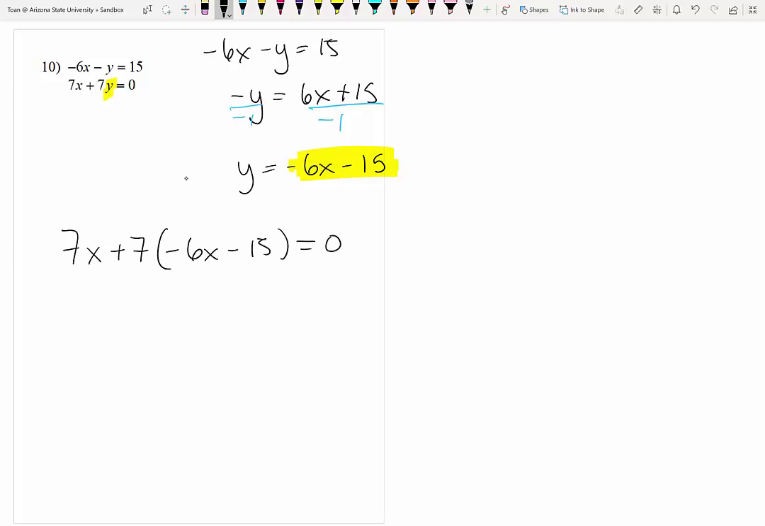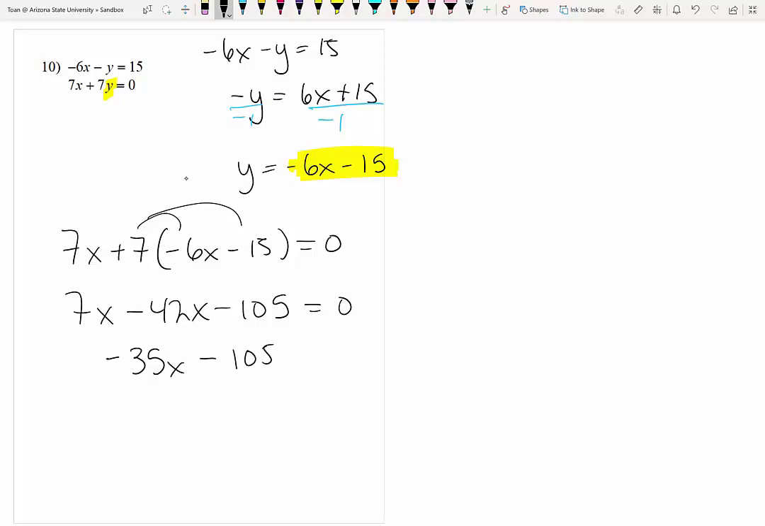And then you just go ahead and do math. Distribute. 7x minus 42x. And then 7 times 15 is, what's that? Negative 105. 70 plus 35, yep, equals 0. Then you just combine like terms. So that's a negative 35x minus 105 equals 0. Add the 105 over, and then divide out the negative 35, giving us, crossing my fingers, this goes in evenly, negative 3. Awesome.